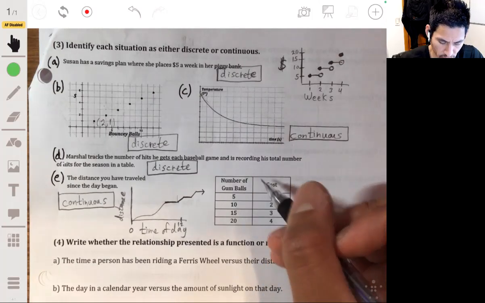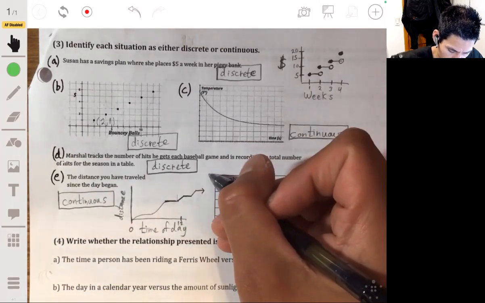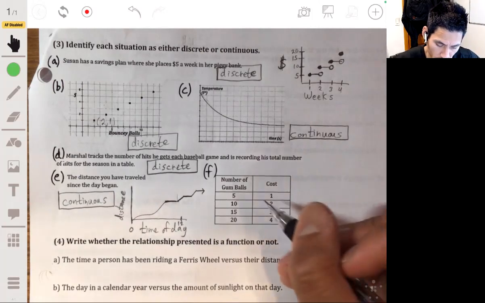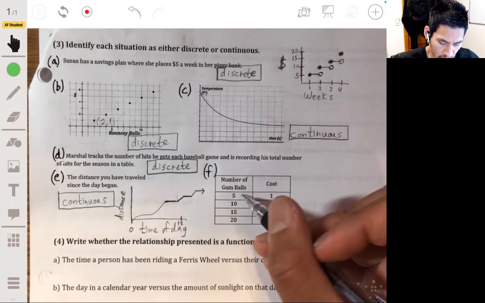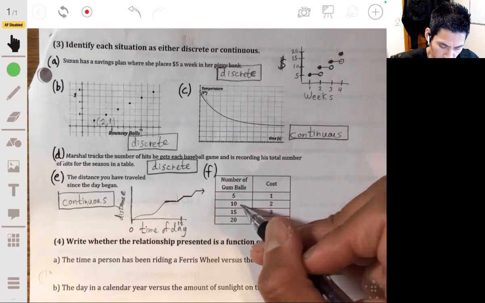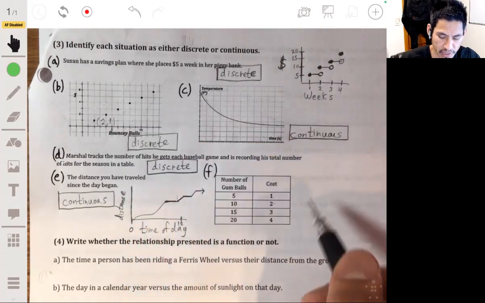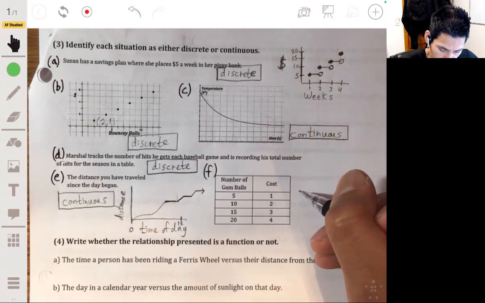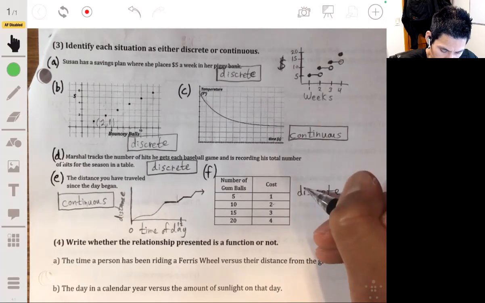All right, and then for F, actually F somewhere here. Let's put it there. You have the number of gumballs and the cost. This again, you can graph it as a set of points. You could graph it as like (5, 1), (10, 2), kind of like this graph here. So you would have a set of points, gaps, a scatter plot, in other words. And so then you would have another discrete situation.